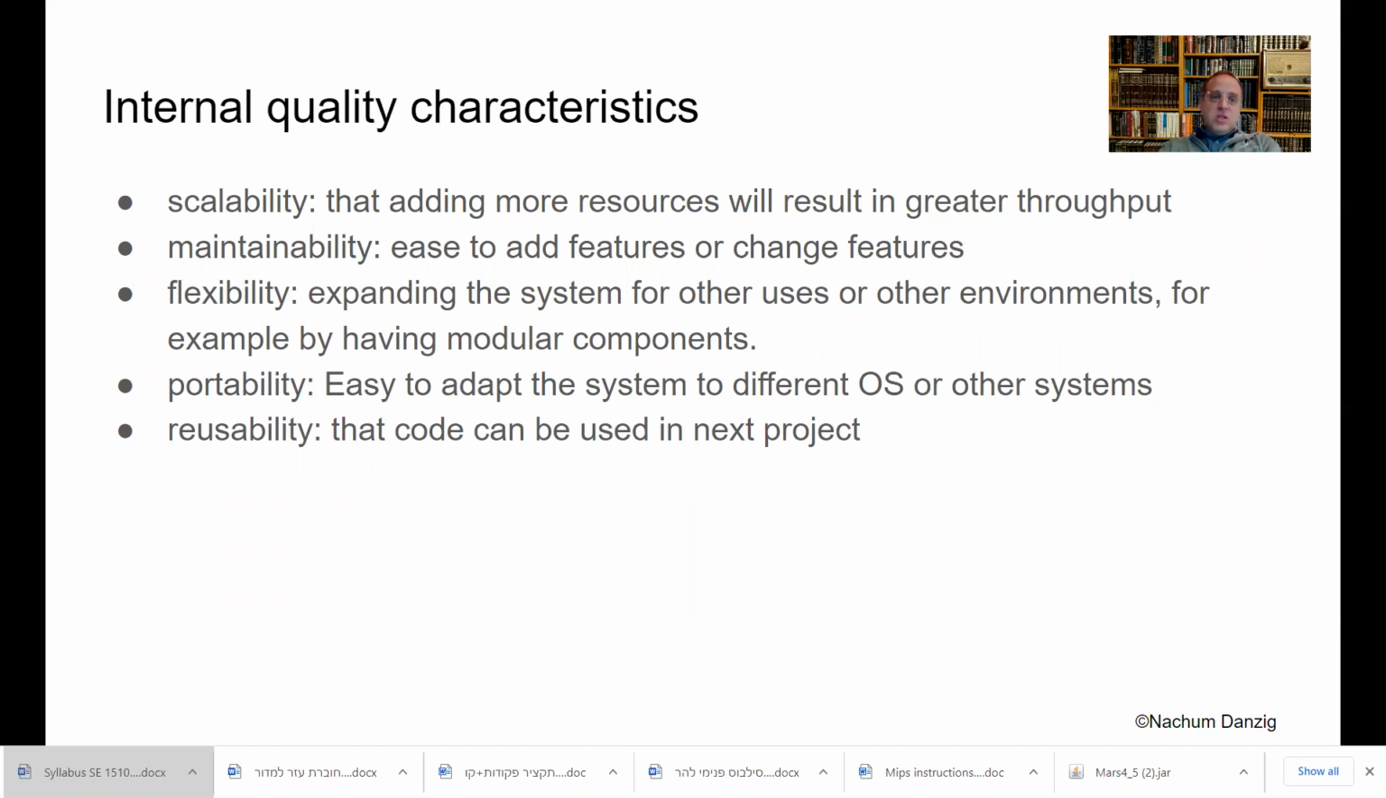Flexibility is expanding the system for other uses or other environments. Example, by having modular components. This is similar to maintainability, but it means flexibility. Can I take my software that was designed to run a garage and maintain its inventory of the mechanic shop, and now use the same software with a slight modification for maintaining a library?